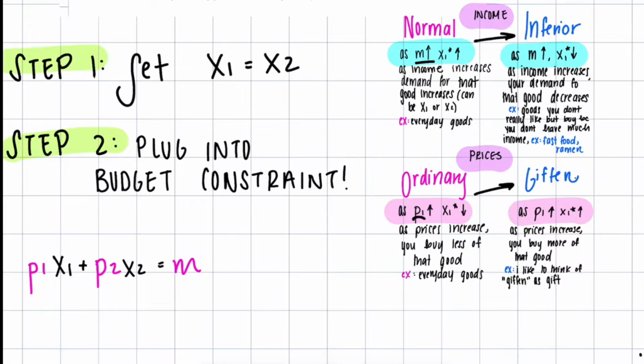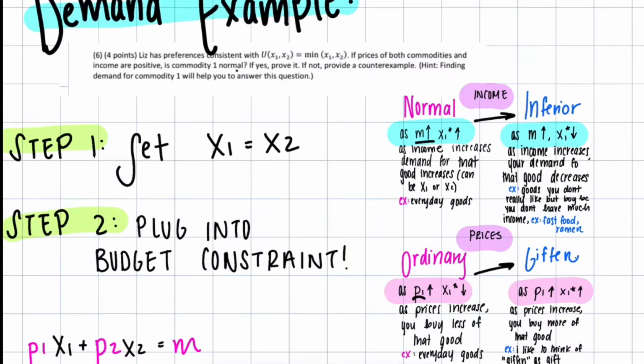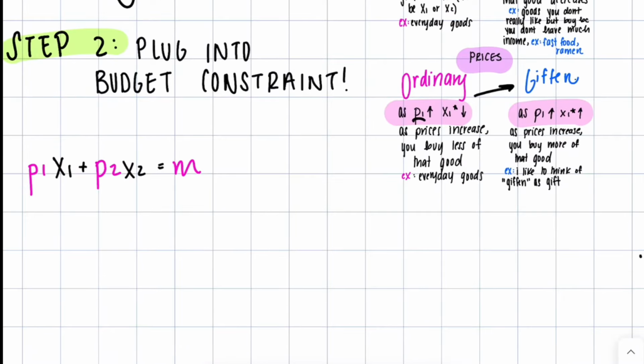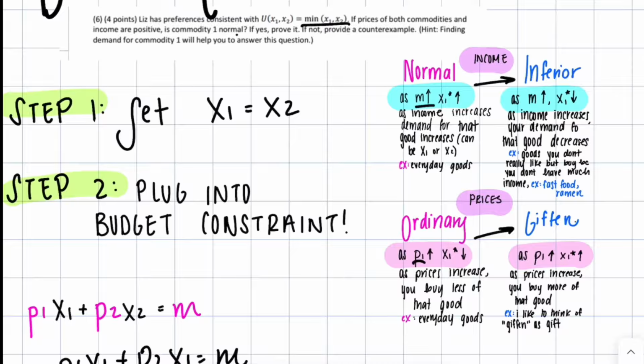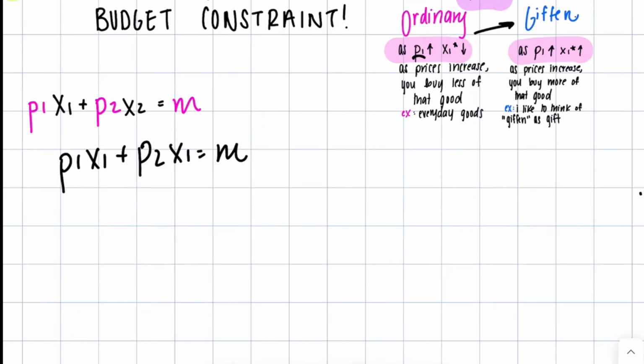We see that this is a perfect complement since we have that min, and we know for the first step of perfect complements, we're just going to set them equal to one another. So x1 equals x2 in this case. They don't have a coefficient next to them, just going to be x1 equals x2. Then we're going to plug this into the budget constraint. So since we know they're both equal, we're going to have p1 x1 plus P2 x1 equals M. In this question, they don't give us prices or income, and so we are going to find the demand of that good. That just means that we're finding how much of that good we want, that optimal amount.